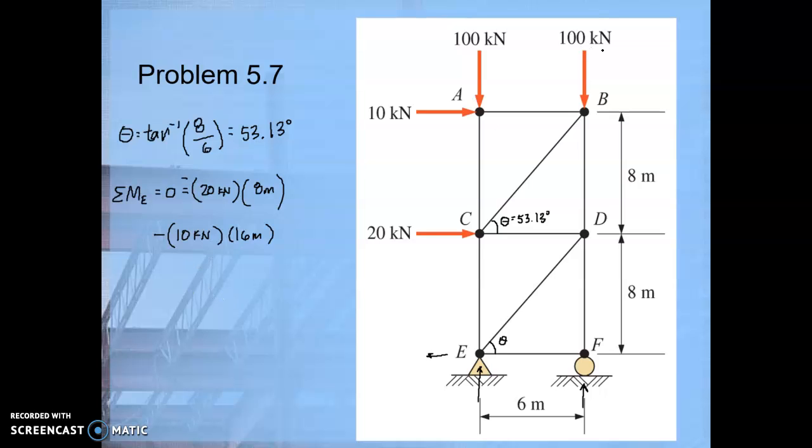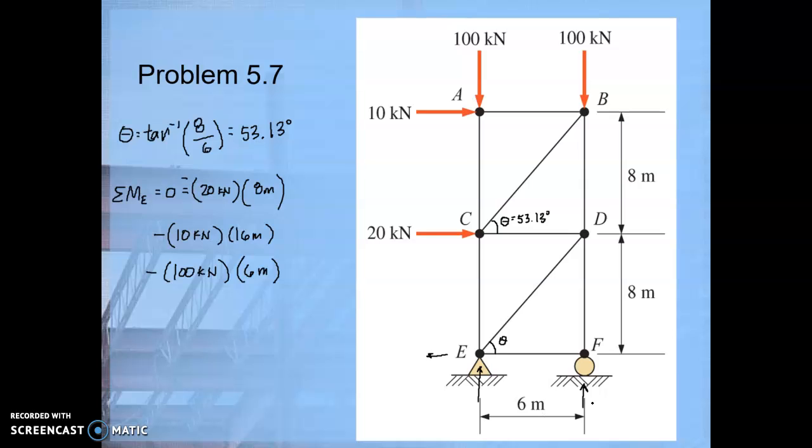So it has no moment arm distance and therefore causes no moment. However, the 100 kilonewton force at joint B is going to cause a moment. Since it is a vertical force, its moment arm distance is horizontal, which is 6 meters. That is also going to come down and around joint E, causing a clockwise or negative rotation. So far we have 3 negative moments caused by these applied forces.